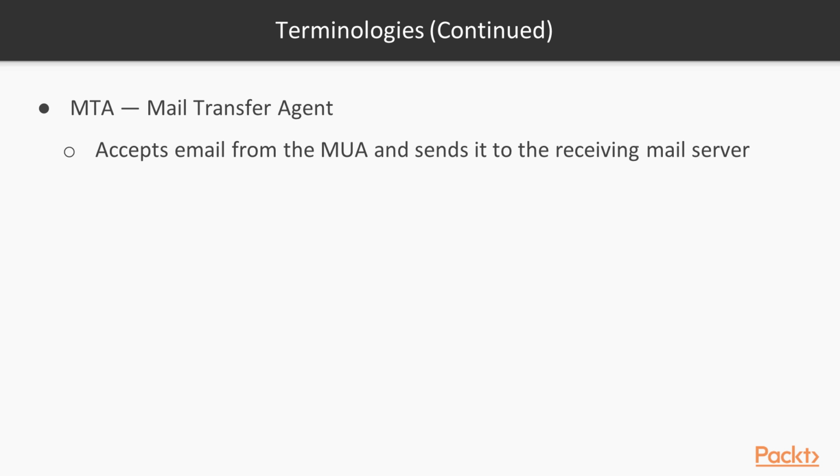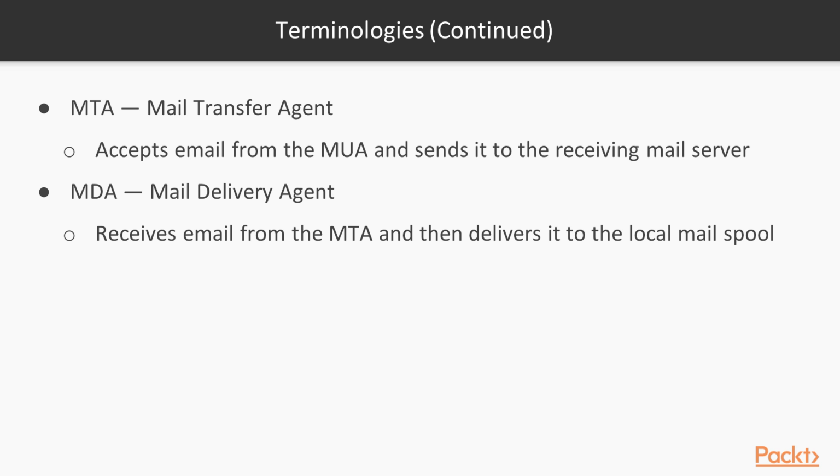It accepts email from the mail user agent and sends it to the receiving mail server. There are a number of MTA servers in Linux. We will be using Postfix in that, and the most commonly used is Sendmail. And there are more MTAs provided by Linux as well. MDA, it's a mail delivery agent, receives email from the mail transfer agent and then delivers it to the local mail spool. Sometimes an MTA can also function as an MDA, but it is often used as an independent application that can also filter mail like spam.